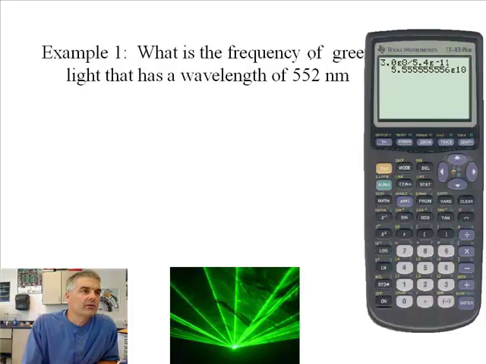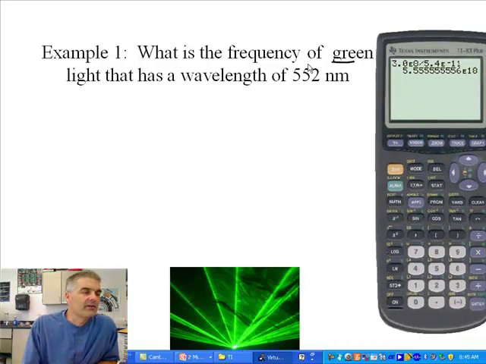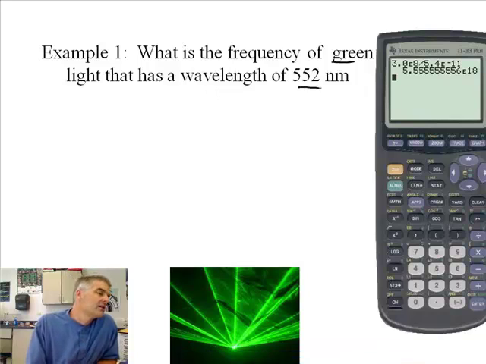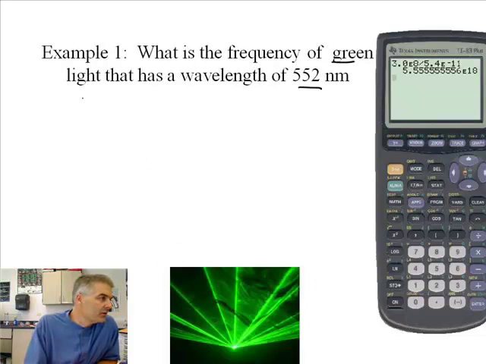I have an example too. What is the frequency of green light that has a wavelength of 552 nanometers? Okay, so we're going to use that same equation, which was c over lambda. So nu, or frequency, is equal to c over lambda.